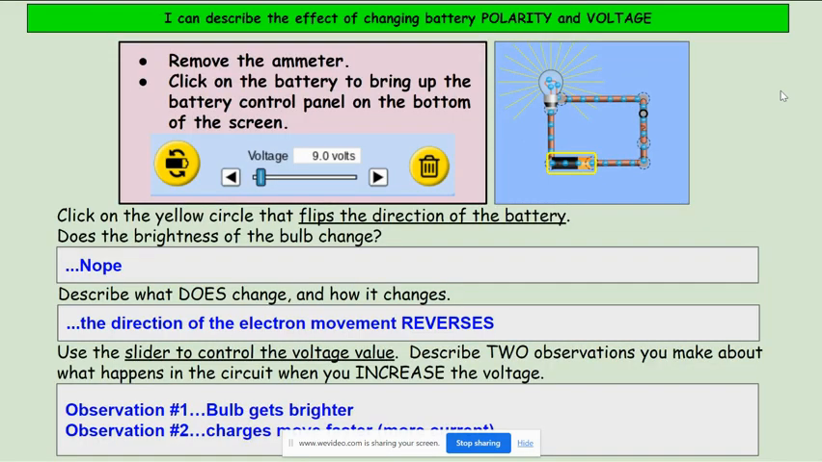A couple things here about batteries. If you change the direction of a battery, it does not change the brightness of the bulb. What it does do is change the direction that the current moves. And you'll notice that when you increase the voltage of the battery, the bulb gets brighter and the charges move faster.